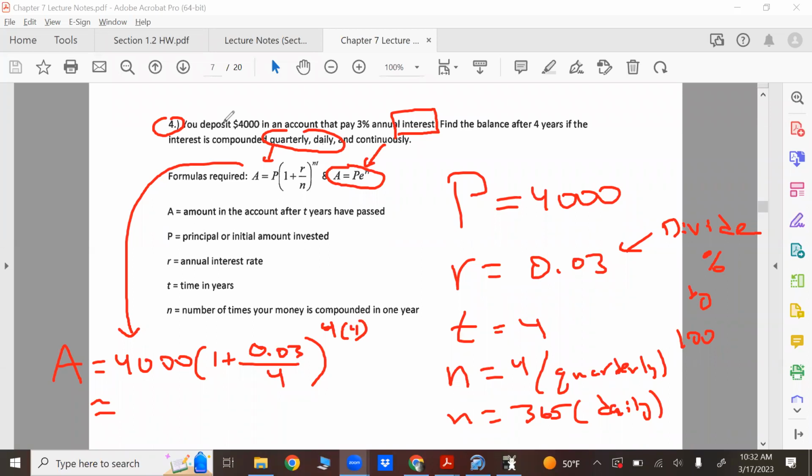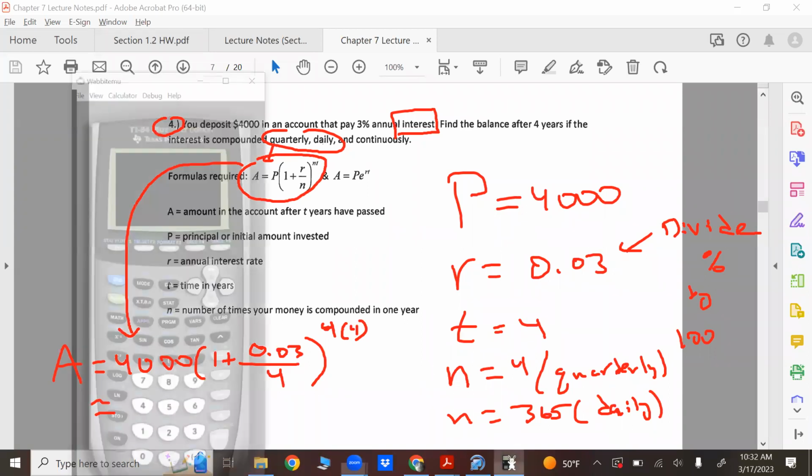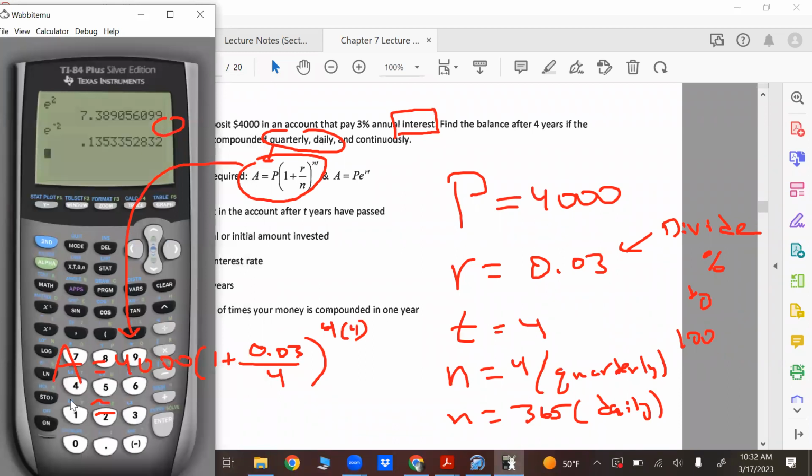That's a different one. We'll get there in a sec. No, because it's only quarterly. So guys, quarterly, you're using this formula here. We're going to use this one for quarterly and daily. Let me plug in my calculator. So 4,000 times parentheses 1 plus 0.03 divided by 4, raised to the 4 times 4.